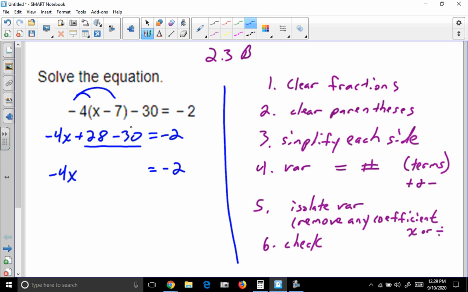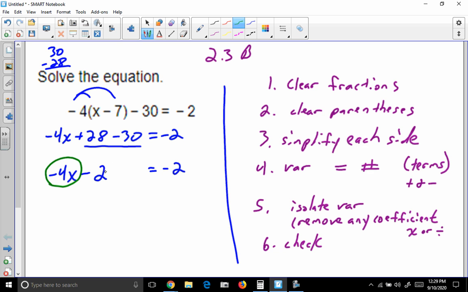So positive 28 minus 30, these have opposite signs, so we subtract the numbers. 30 minus 28, which is 2. Take the sign of the larger number. So that's as far as we can simplify the left side. Now that we have simplified each side, we want to get our variables on one side, our numbers on the other. The only variable term we have is this one, so we might as well leave it where it is, and get all of our number terms to the other side.